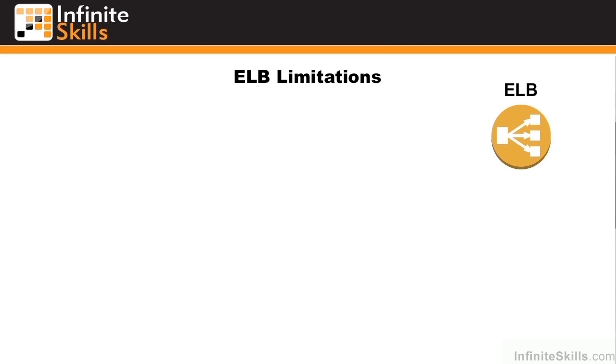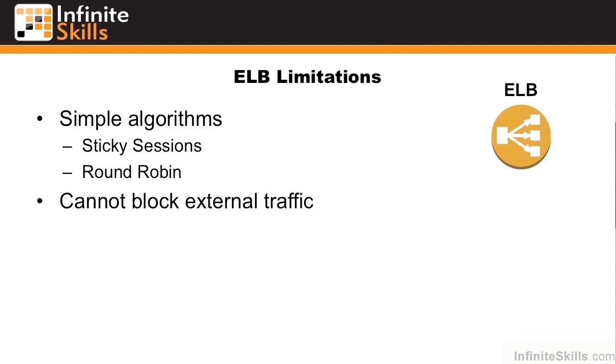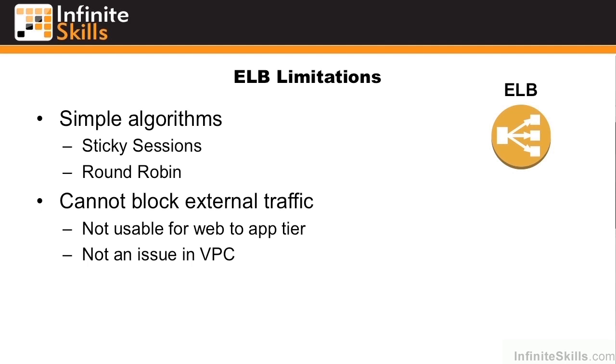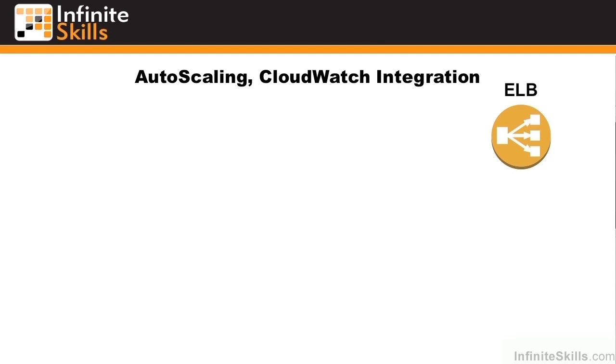The ELB does come with some pretty strict limitations. It has very simple algorithms. You can either choose from sticky sessions, where users talk to only a single EC2 instance, or you can do round robin among the instances, which is preferred. You want to try to avoid state or sticky sessions in your architectures. It also cannot block external traffic, which makes it a poor choice for balancing in the web to app tier. This wouldn't be an issue in your VPC because your VPC can be locked down to only specific traffic. You can also roll your own load balancer at any time, with HAProxy and Nginx being probably the most popular choices. Let's take a moment to look at the auto-scaling CloudWatch integration.